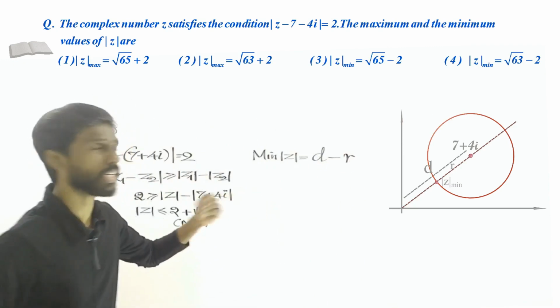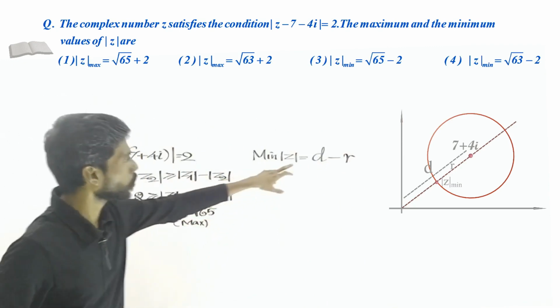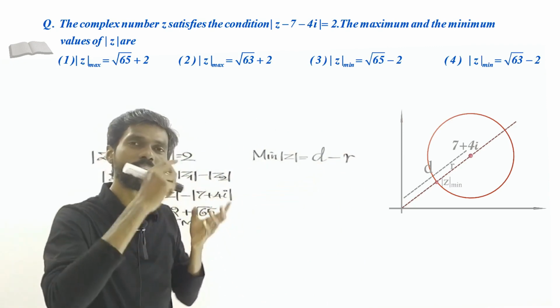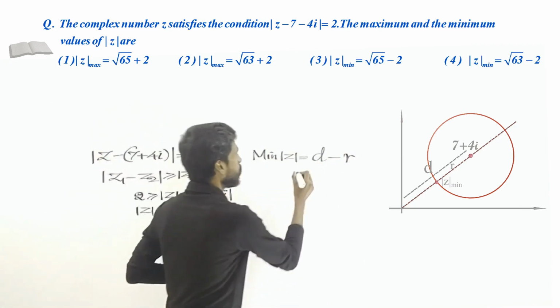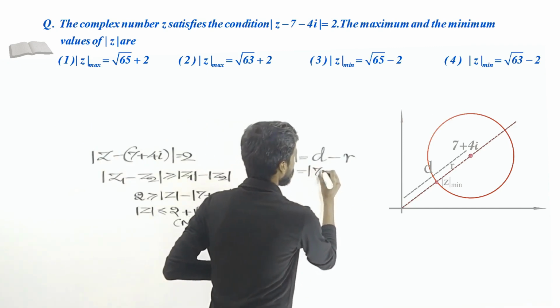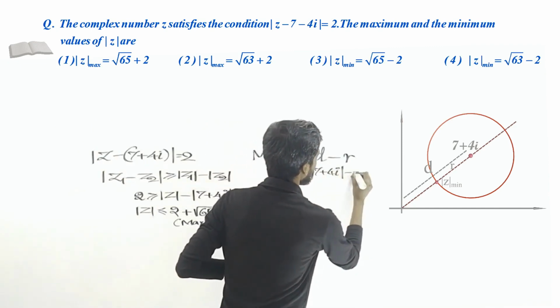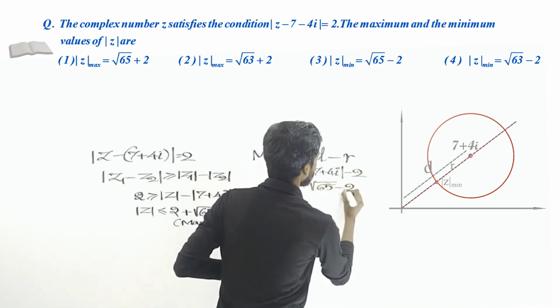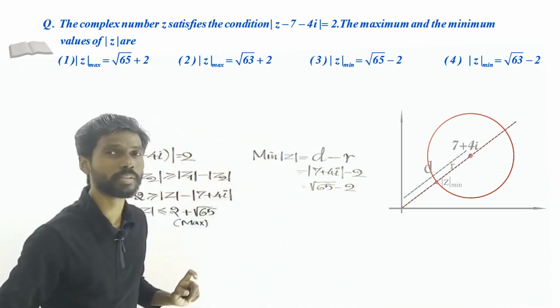R is known, the radius of the circle, and also d is known. So what is d? From origin to that point. That is the modulus, right? Modulus means distance from origin to that complex number. So that is modulus of 7 plus 4i minus r, which is known, 2. So this is square root of 65 minus 2. That's all. That is the minimum value of modulus of z.